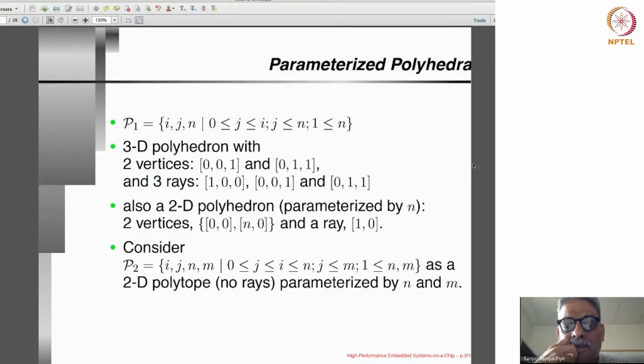Can you imagine this polyhedron? Ignore m and ignore the upper bound on j, which is given by m. Then it's just a triangle, right? 0 less than or equal to j less than or equal to I less than or equal to n. Are you all there with me? Can you visualize this?